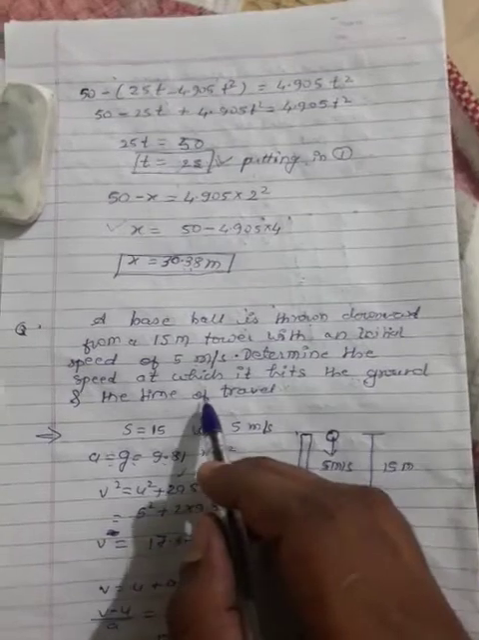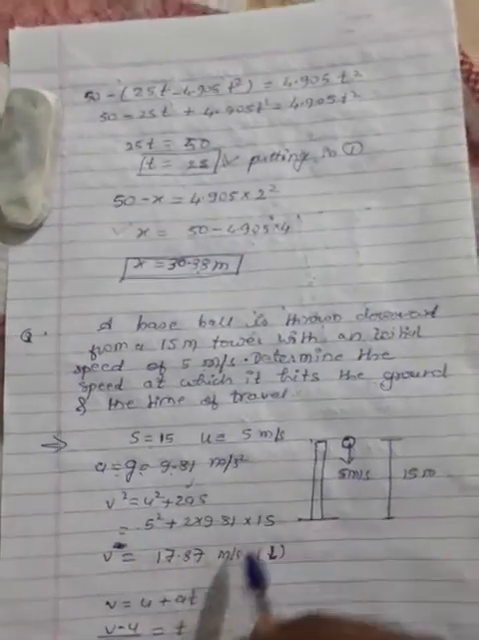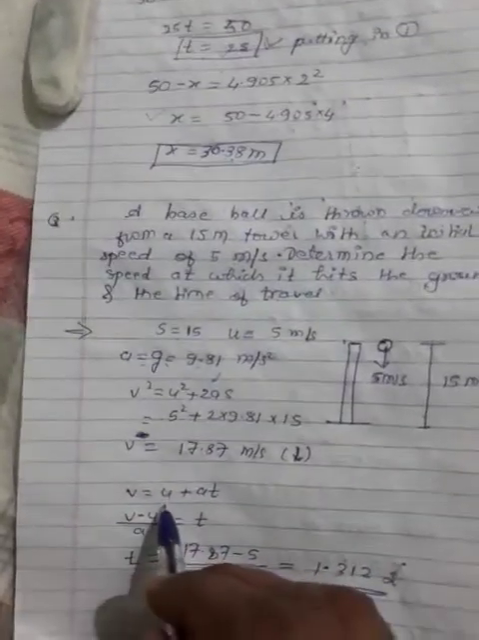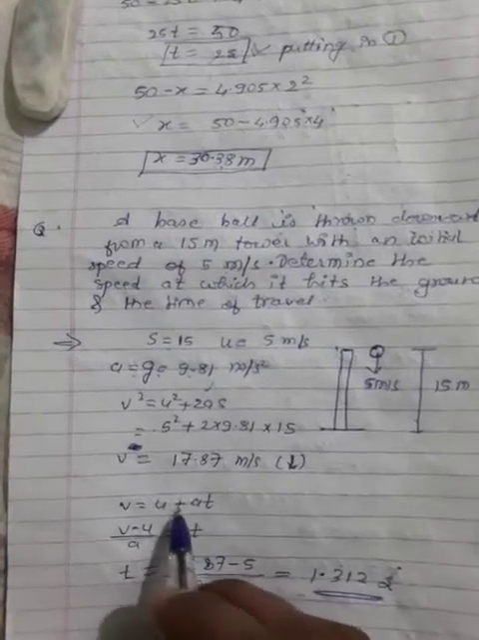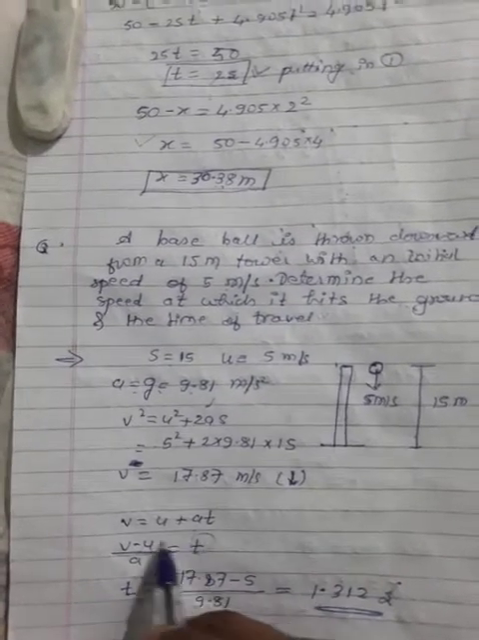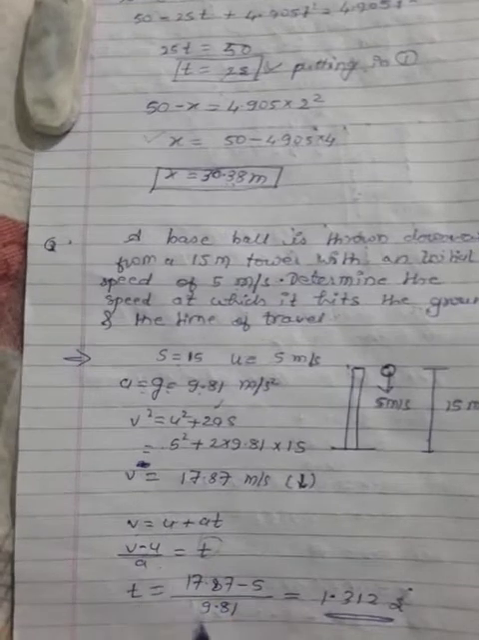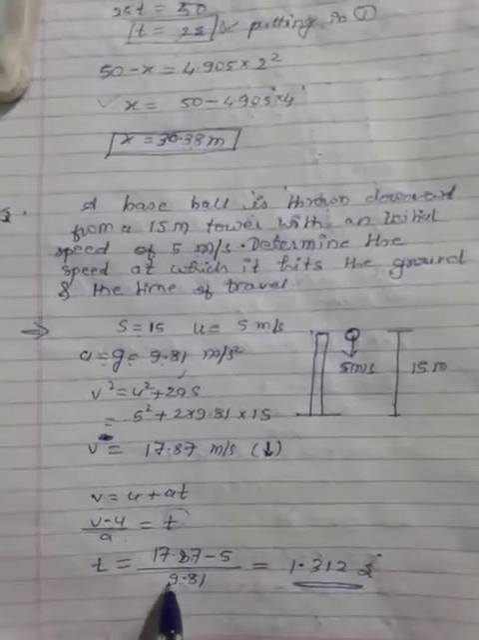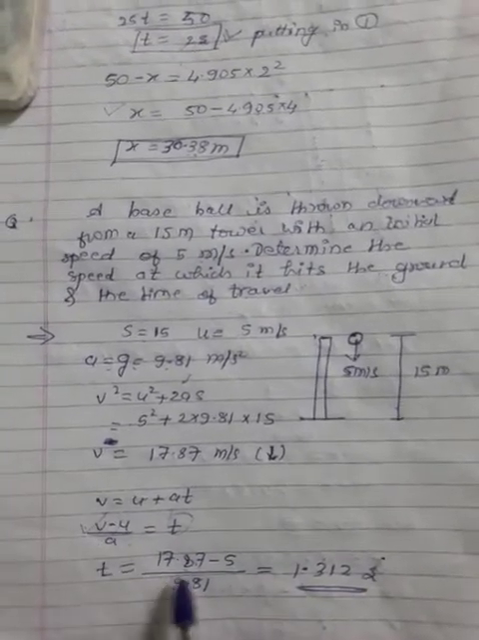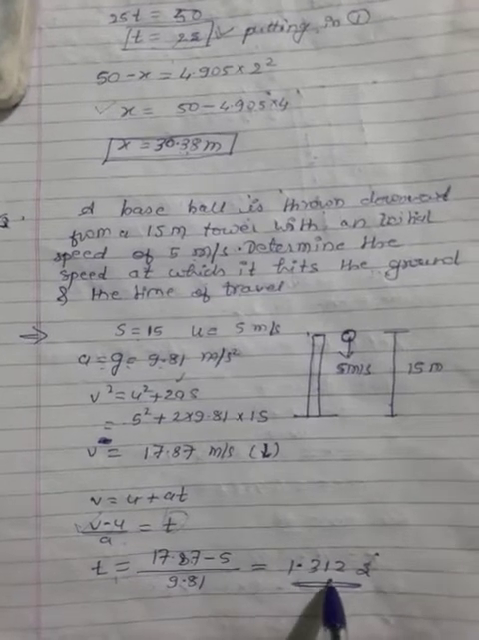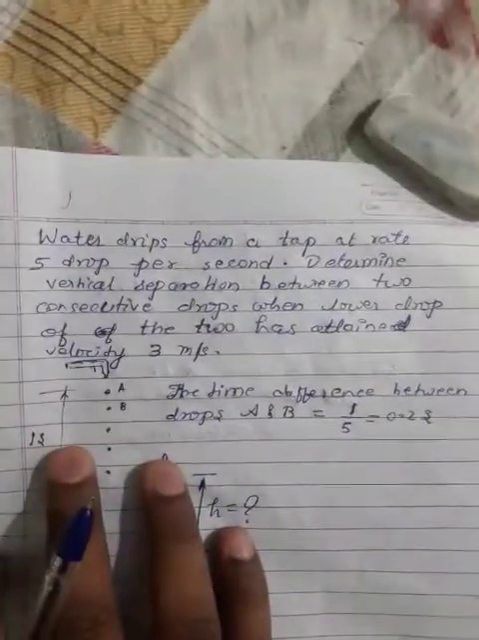Now I also have to calculate the time of travel. So I have the equation v equal to u plus at. I am simplifying it to calculate the value of t, so t equals v minus u divided by a. After putting the values in this equation I will get t equal to 1.312 seconds.